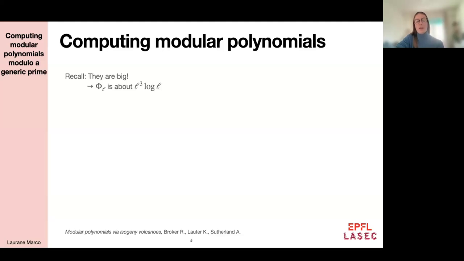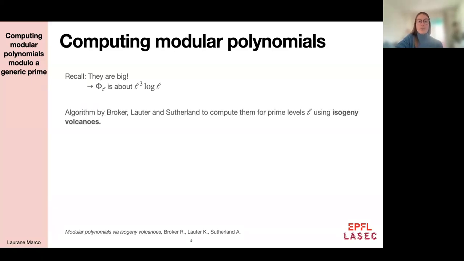So the main challenge is that they're really big, right? And so the main algorithm was by Bröker, Lauter, and Sutherland, and they used isogeny volcanoes to compute modular polynomials for prime level L. So now it also makes a bit more sense as to why we're talking about it in the Isogeny Club, right? Computing modular polynomials also uses tools that come from isogeny-based cryptography in general.